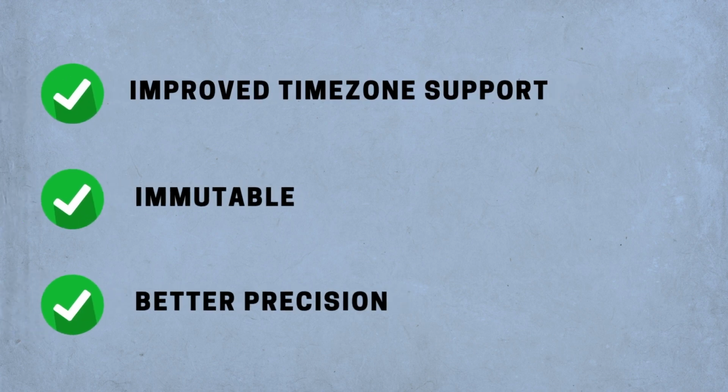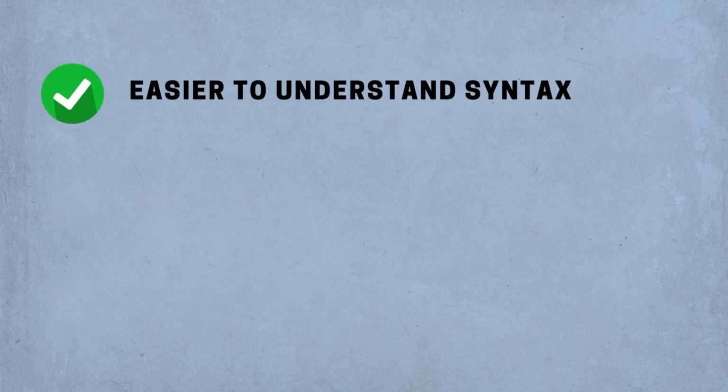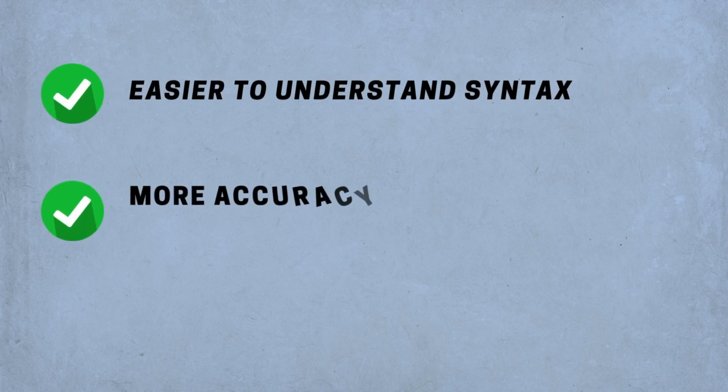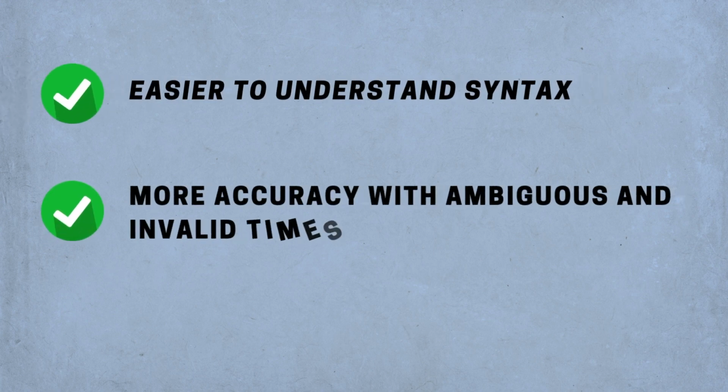Better precision. NodaTime provides more granular precision compared to DateTime, which can be important for creating certain applications. Improved readability. A lot of developers' feedback has been that NodaTime syntax and naming conventions are more intuitive and easier to read compared to DateTime. More accuracy with ambiguous and invalid times, such as during daylight saving transitions.